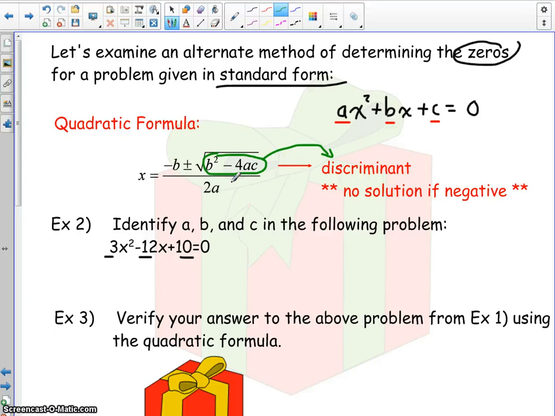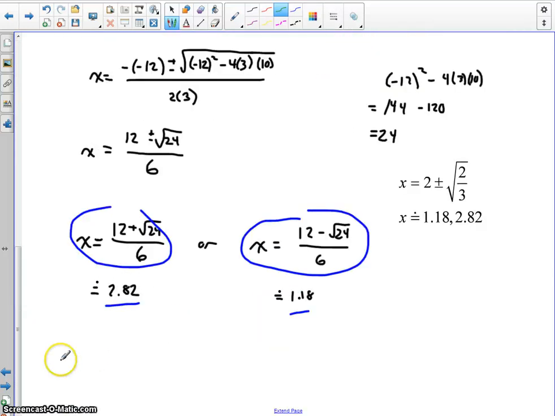Okay, so we've seen that a few times solving our equation in vertex form, finding the zeros with the square root of a negative number means there's no zeros. Well, if you have negative under the square root here, it tells you there's no solution to the equation. Okay, with that in mind, let's try a few examples.